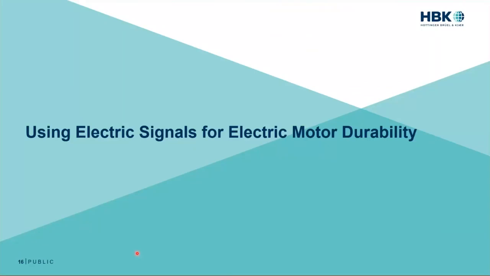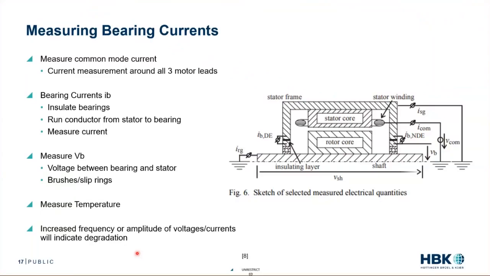Now, how about some solutions? So using electric signals to look at that motor durability and those failure modes. I'm going to go through those 3 examples I gave. How do we measure bearing currents? Now, this is from an old textbook. It's got everything you need, but it's not the easiest to interpret, so I'm going to walk through it.